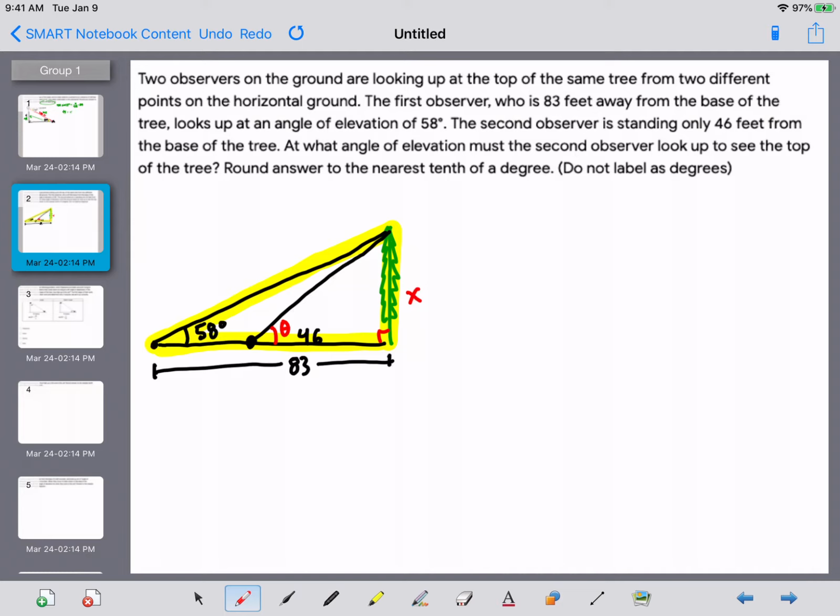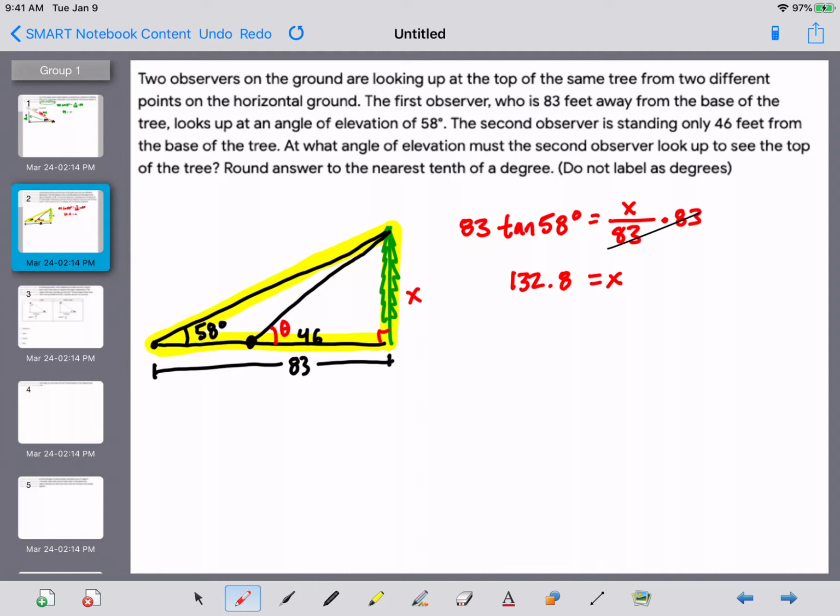So if we look at the highlighted triangle there, we have x is opposite the 58 degrees. This 83 feet is adjacent, so if we have opposite and adjacent, think TOA, so that's tangent of 58 degrees is equal to our opposite x over our adjacent 83. So again, we're trying to solve for x, multiplied by 83. These guys cancel. And then if you plug in 83 tangent of 58 degrees, you end up with about 132.8.